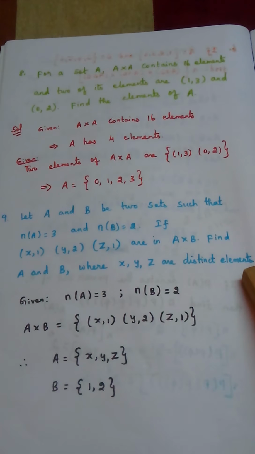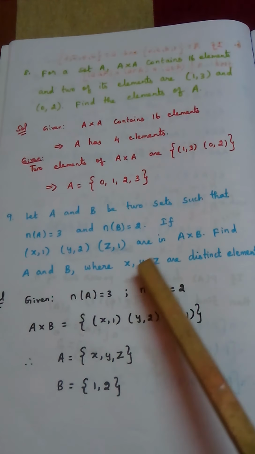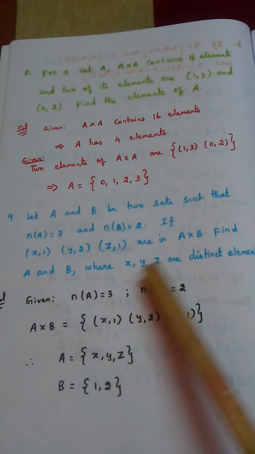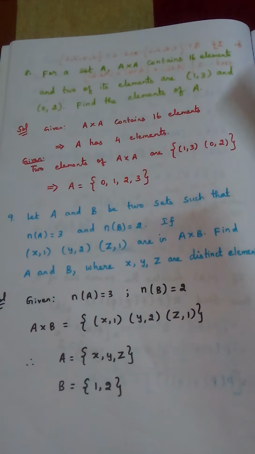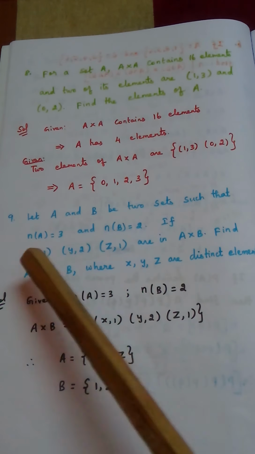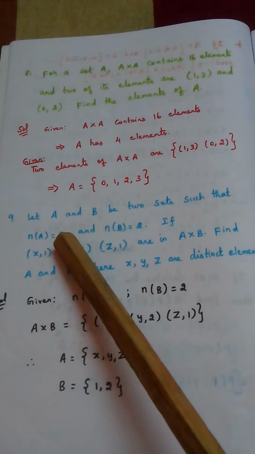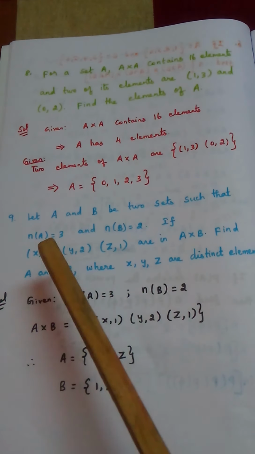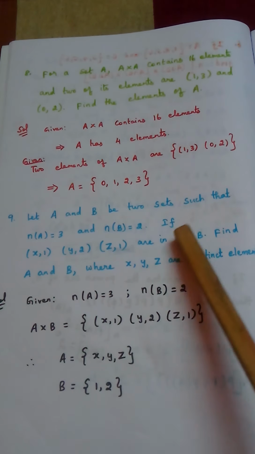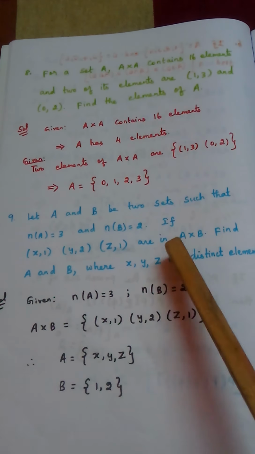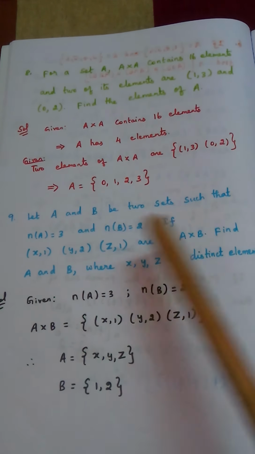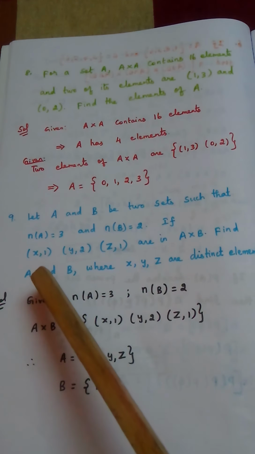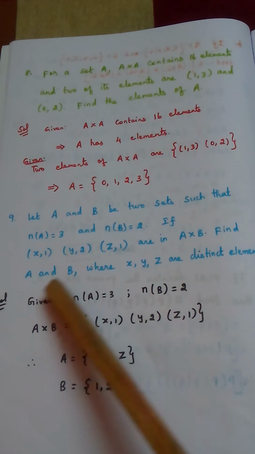What is meant by distinct? Different elements. X, Y, Z are all different elements. They are not equal. Again I repeat, A and B are two sets. The number of elements in A is 3. Set B has 2 elements. If these 3 are present in A cross B, that is the Cartesian product of A and B, what are the elements of A and B? That is the first question.